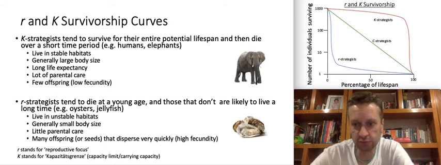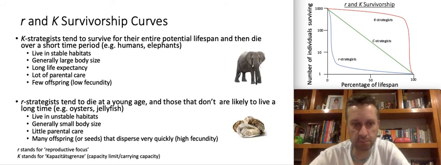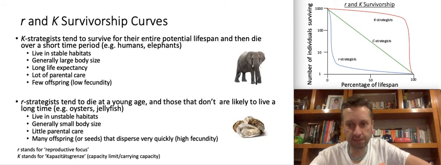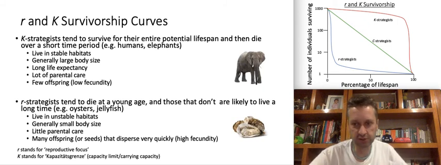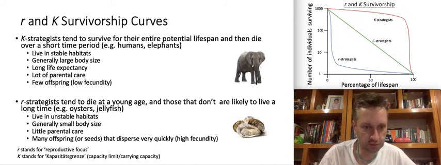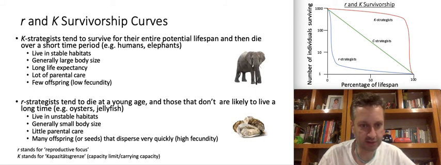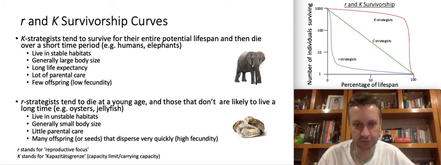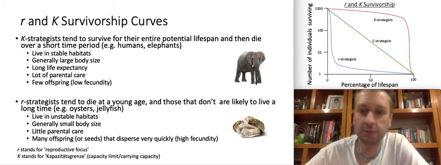K stands for, or we use K for something called carrying capacity. Carrying capacity means it's referring to K species that put their energy into living a long time and getting their population to the maximum size it can reach in a habitat. K actually stands for Kapazitätsgrenze in German, which means carrying limit. Beautiful language, German, as I always say.